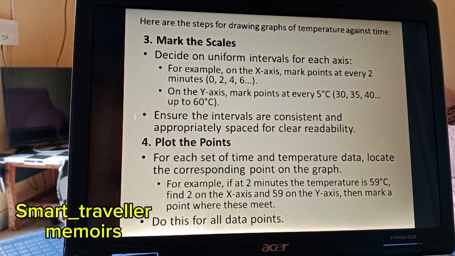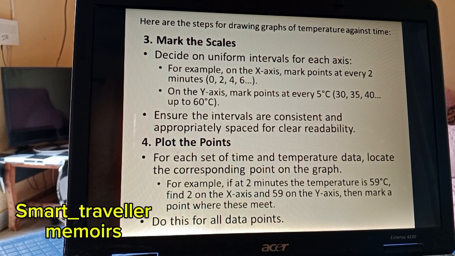Mark the scales. Decide on uniform intervals for each axis. For example, on the x-axis, mark points at every 2 minutes. That is 0, 2, 4, 6. On the y-axis, mark points at every 5 degrees centigrade: 30, 35, 40, up to 60 degrees centigrade. Ensure the intervals are consistent and appropriately spaced for clear readability.